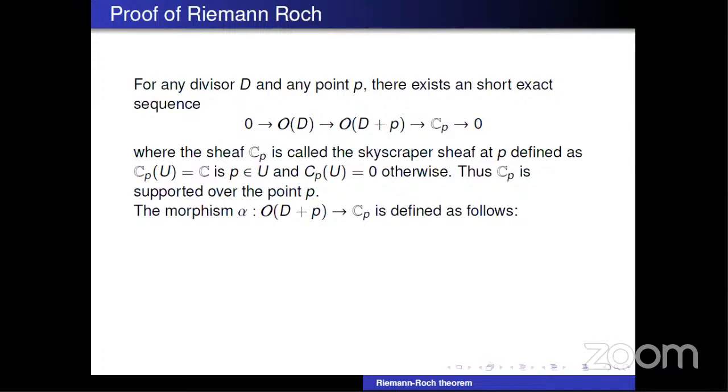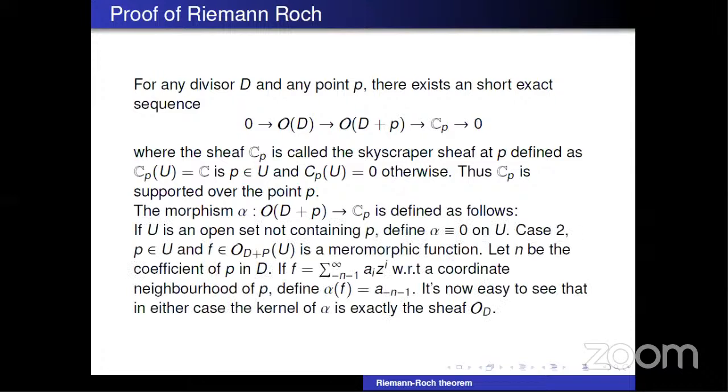Now the morphism alpha from O(D+P) to C_P is defined as follows. Case 1: if U is an open set not containing P, simply define alpha to be identically 0 on U. Case 2: if P does belong to U and f is a meromorphic function in O(D+P) over U, let n be the coefficient of P in D. Then if f is equal to the summation of a_i z^i from i = -n-1 to infinity with respect to a coordinate neighborhood of P, define alpha of f to be a_{-n-1}. So you expand f around P, as f is a meromorphic function, in a coordinate neighborhood. Then the negative power can go only as far as minus n minus 1, and you look at that corresponding coefficient a_{-n-1}. Define alpha of f to be a_{-n-1}.